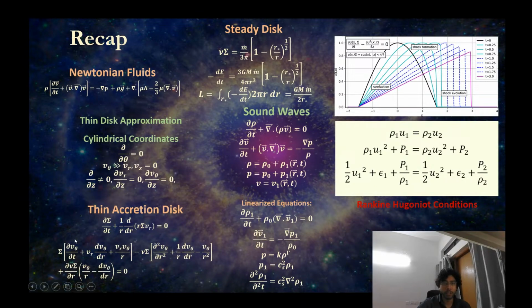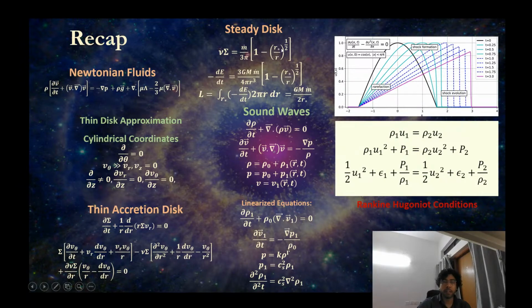If you put del by del t equal to zero in the continuity equation, then you will see that r sigma vr will be constant, right? And this is the physical significance of the mass accretion rate m dot, that we saw in the previous lecture. Similarly, if you take the radial component of this equation in steady state, you get another constant of motion, right?